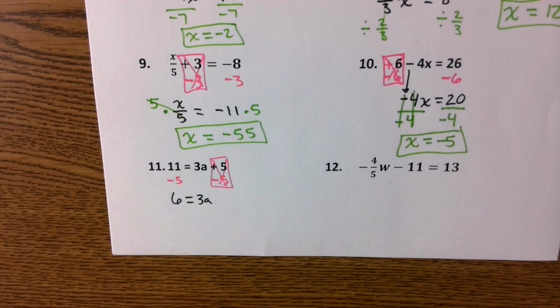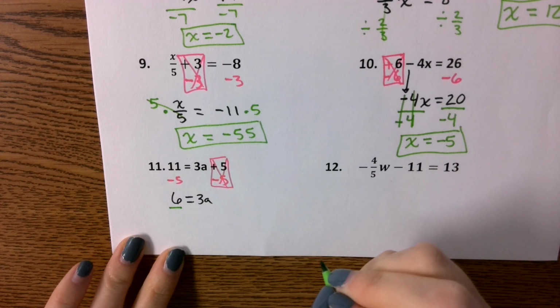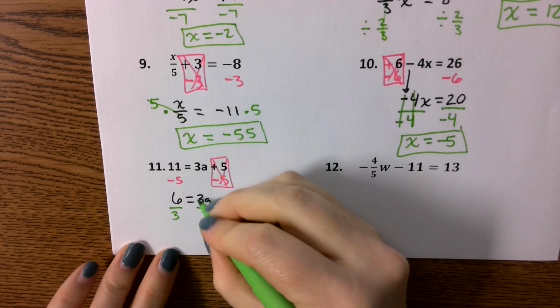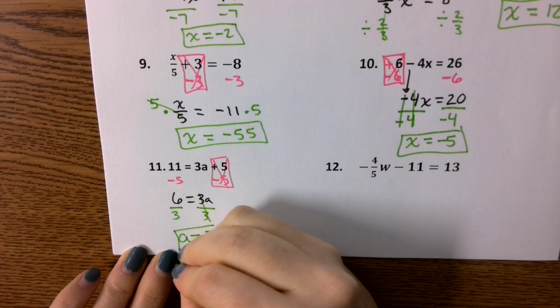Okay, Jaden, what are we going to do last? Divide by? 3. Divide by 3. Okay, and 6 divided by 3 is going to give us a 2, so we get a is equal to 2.